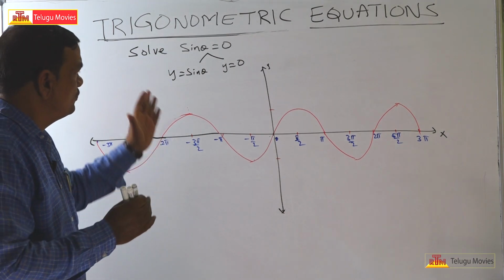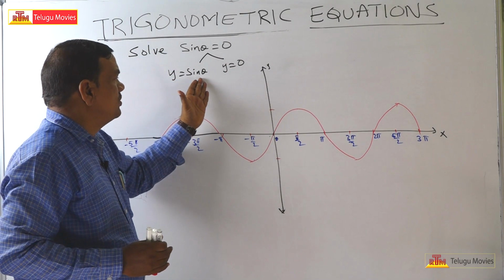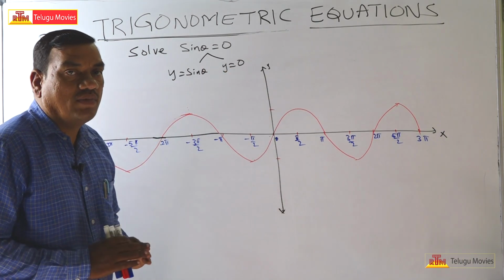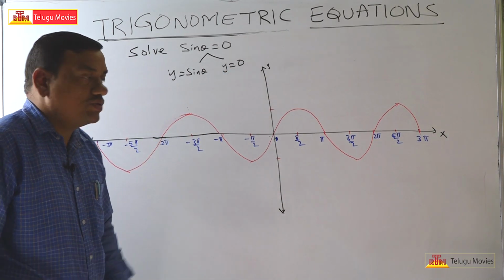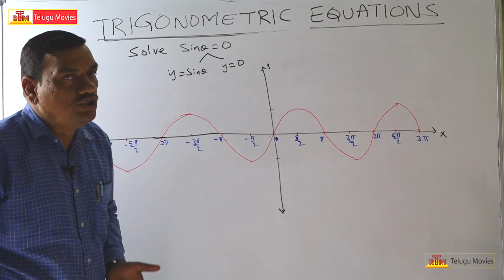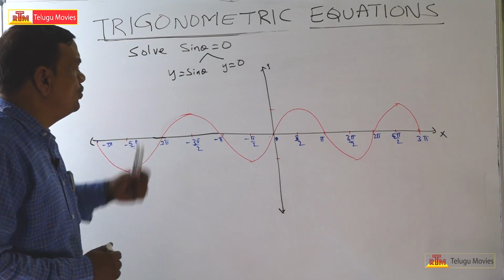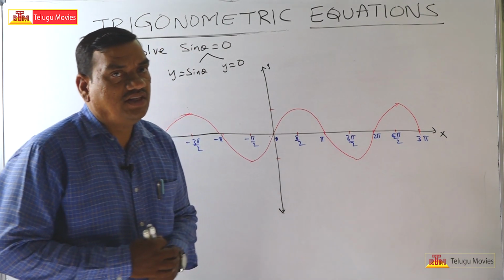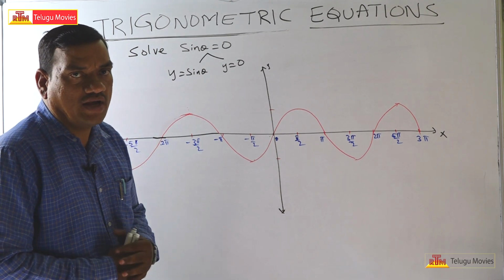So y is equal to sin theta, and y is equal to 0. Therefore, sin theta is equal to 0. I am drawing two separate curves: one is the y is equal to sin theta curve, another one is the y is equal to 0 curve. As you know, I have already drawn the y is equal to sin theta graph. Yesterday also I had explained.